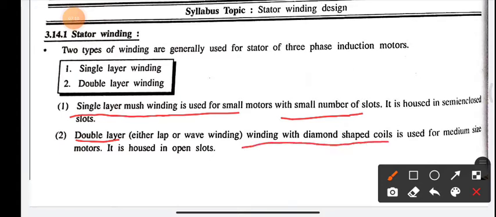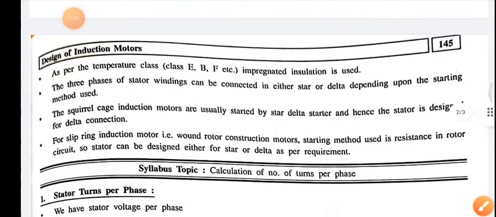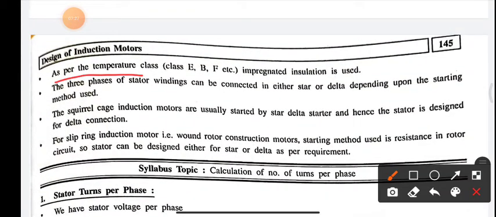Diamond shaped coils are used for medium size motors, and the slots are open. We have already seen the types of slots: open, semi closed and tapered, right? So here open slots are preferred. Okay, now as per the temperature class, insulation is provided based on the temperature. All the insulations have a certain dielectric strength up to which they can sustain the electric potential, beyond which they will just break down. So based on the working voltage, the insulation is selected.